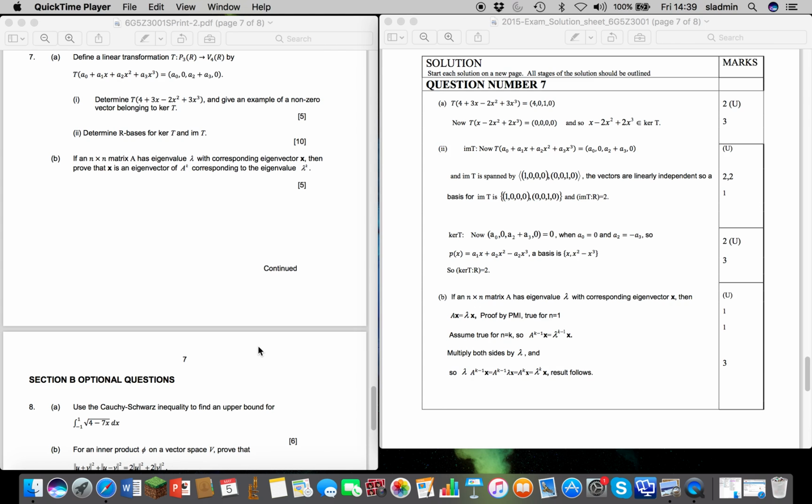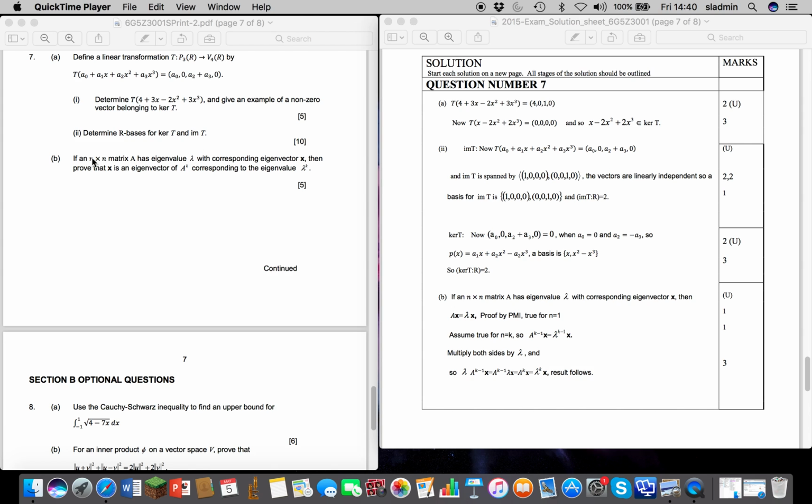These are the solutions to question number 7 from the 2015 examination paper. 7a, we have a linear transformation from three-dimensional polynomials to vectors of dimension 4. We want to determine T of this polynomial and give an example of a non-zero vector in the kernel of T. And then we want to determine bases for the kernel and the image of T.